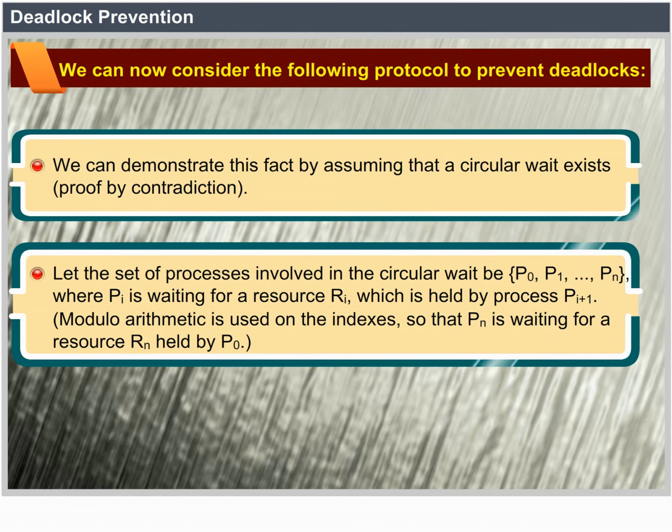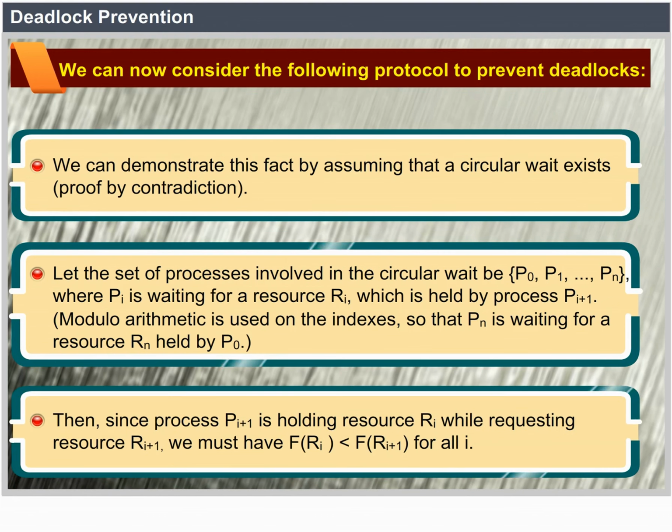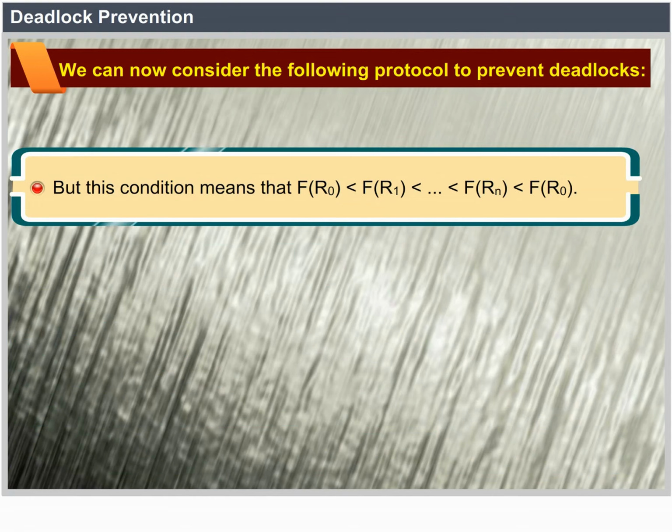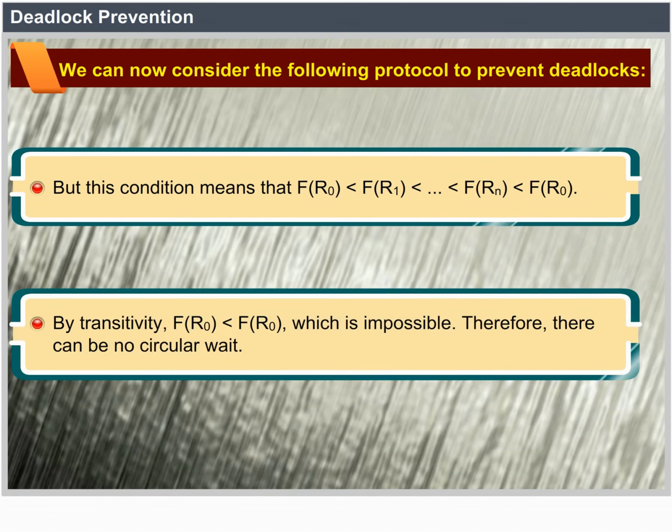Then, since process Pi+1 is holding resource Ri while requesting resource Ri+1, we must have f(Ri) < f(Ri+1) for all i. But this condition means that f(R0) < f(R1) < ... < f(Rn) < f(R0). By transitivity, f(R0) < f(R0), which is impossible. Therefore, there can be no circular wait.